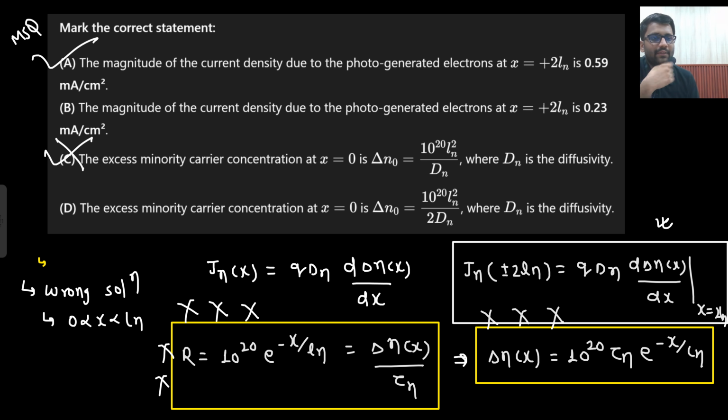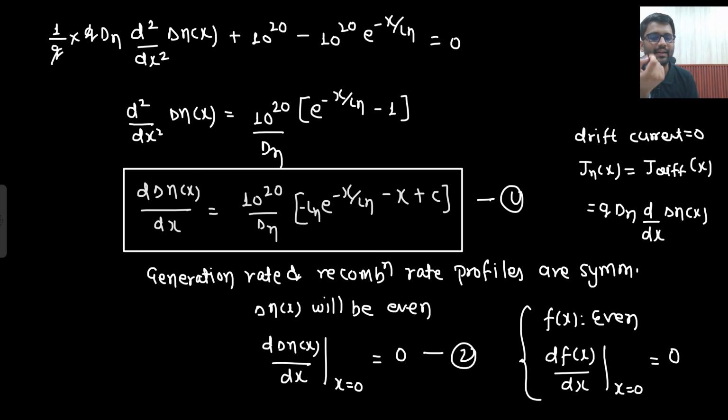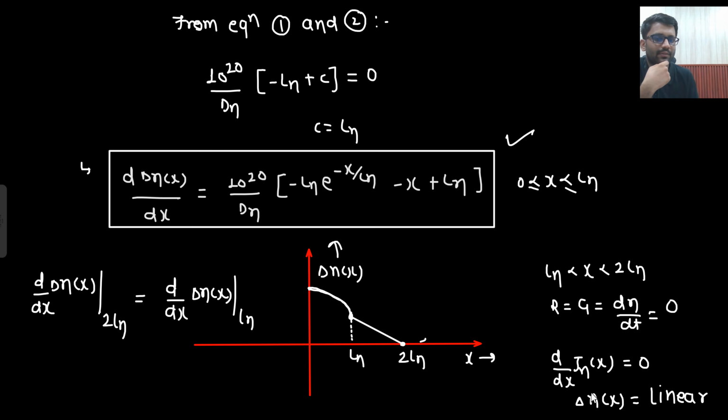Right? So now what is our target? I have to find out the value of delta nx, right? This I have already got, this expression I have got. But from this expression, I need to find out the value of delta nx. Then only I will be able to comment what will be the value of excess carrier concentration at x equals 0. So I need to find out the expression of excess carrier concentration. So let's find it out.